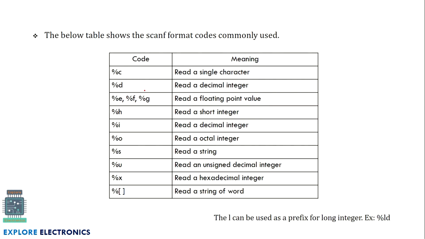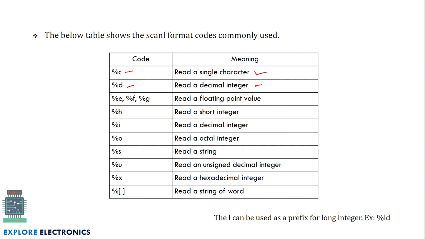Here we have a table in which we have different formatting codes that we can use to do different formatting. For example, we have %c. That means we are formatting the input to be a single character. We don't have any number here. That means it is a single character. Similarly, we have %d for a decimal integer. Suppose here we give %2d. That means it can be a 2-digit decimal integer.